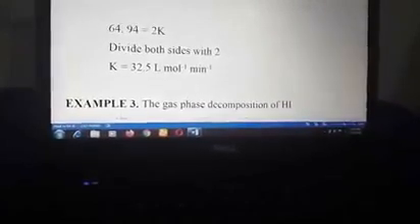We're looking for K. So if you subtract 0.02 minus 0.00870, it gives us 0.0113. Then 0.020 multiplied by 0.0087, the denominator, will give us 0.000174. Divide the left-hand side, 0.0113 by 0.000174, you get 64.94 equal to 2K. Divide both sides by 2 to make K the subject. K now gives us 32.5 liter per mole per minute.